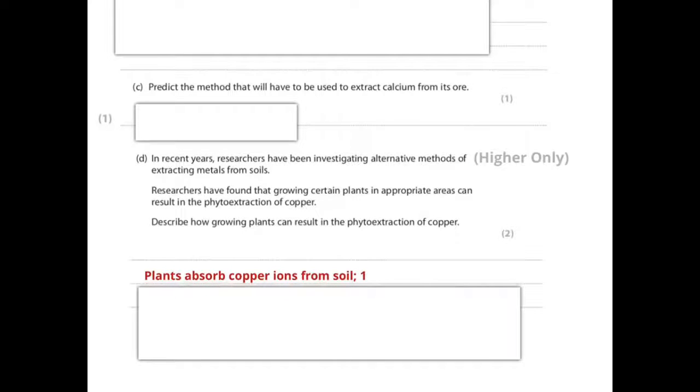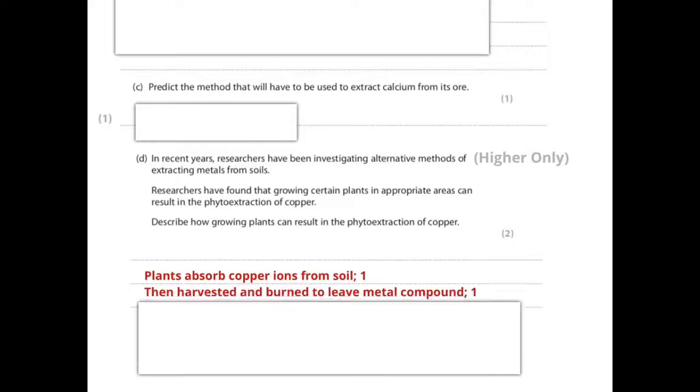Phytoextraction basically involves planting plants in relatively copper rich soils, because we're running out of copper, but it does occur in trace elements in the ground. And plants will absorb copper ions from the soil. You must say ions, copper ions from the soil. And then it transports it to the leaves, and you can pluck the leaves and burn them to extract the copper. So it's harvested and burned to leave the metal compound behind.